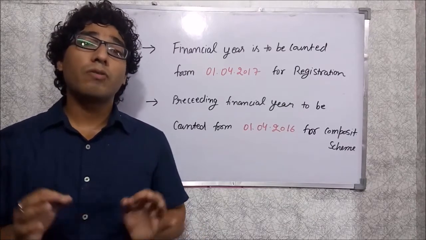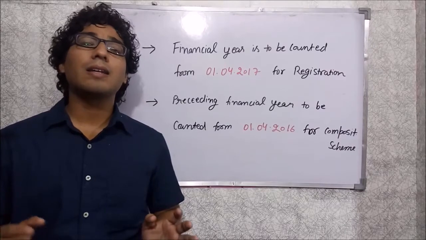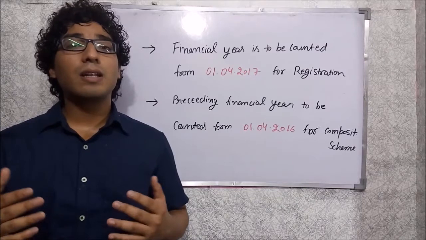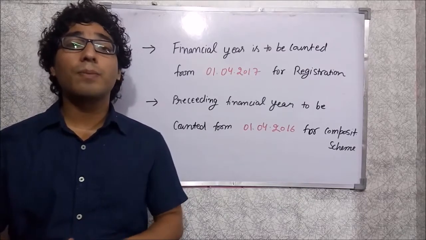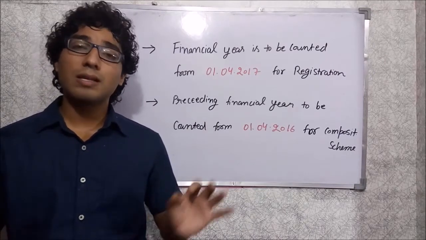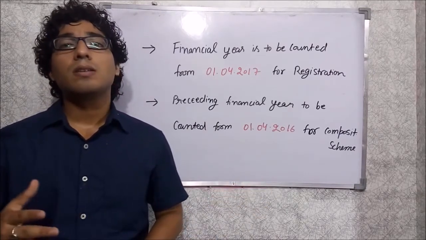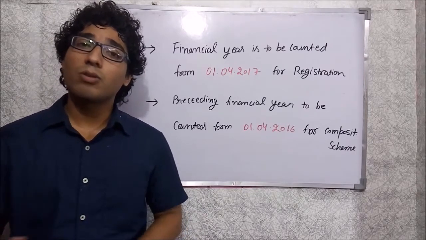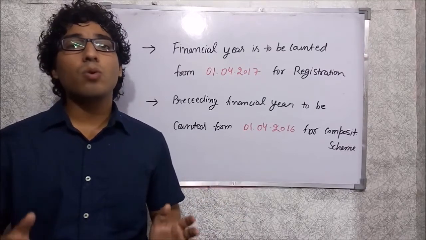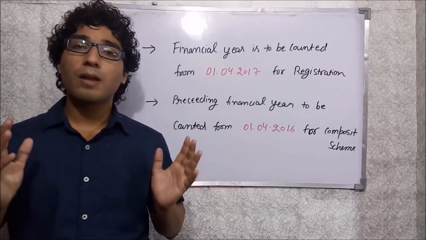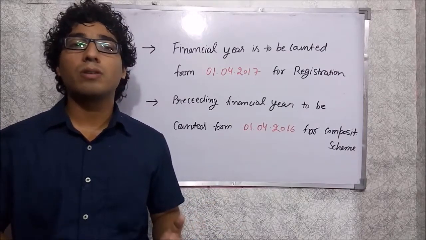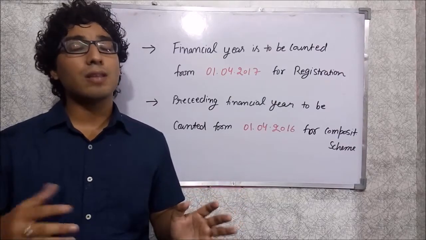So for the purpose of registration, you have to add up the aggregate turnover from 1st April 2017, and for checking the aggregate turnover in the preceding financial year, you have to count the financial year from 1st April 2016, not from 1st July 2016. You have to count the financial year from 1st April 2016, which is the date when you open the books of accounts. So you have to count the financial year from 1st April 2016 or 2017.